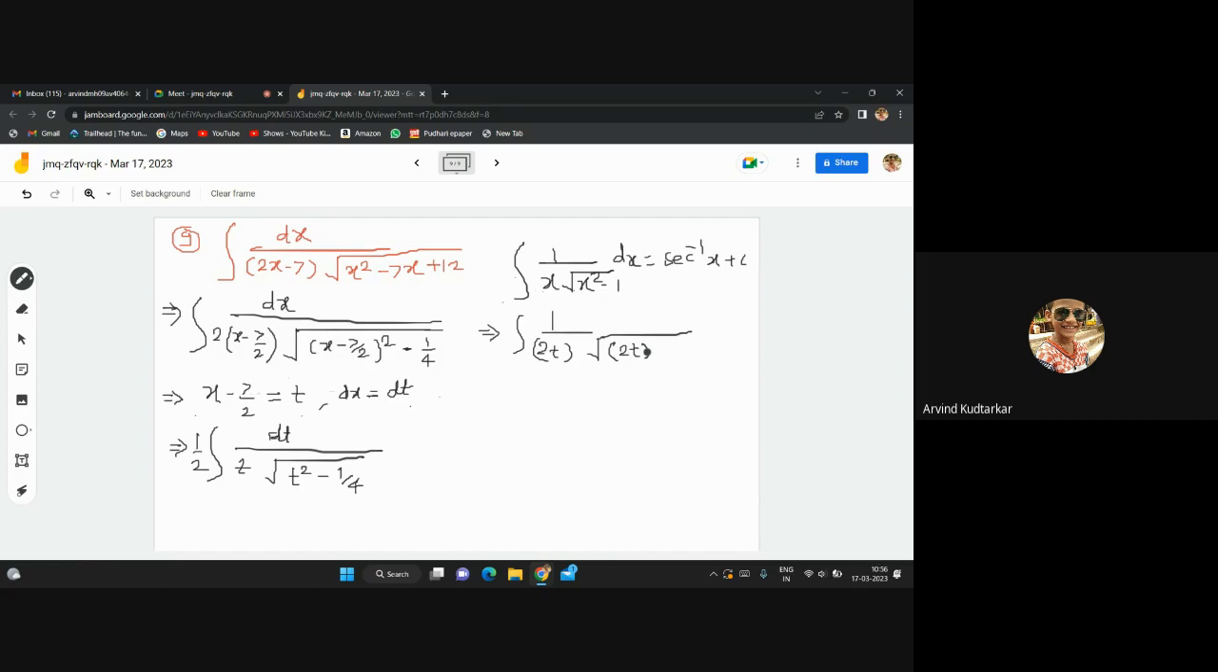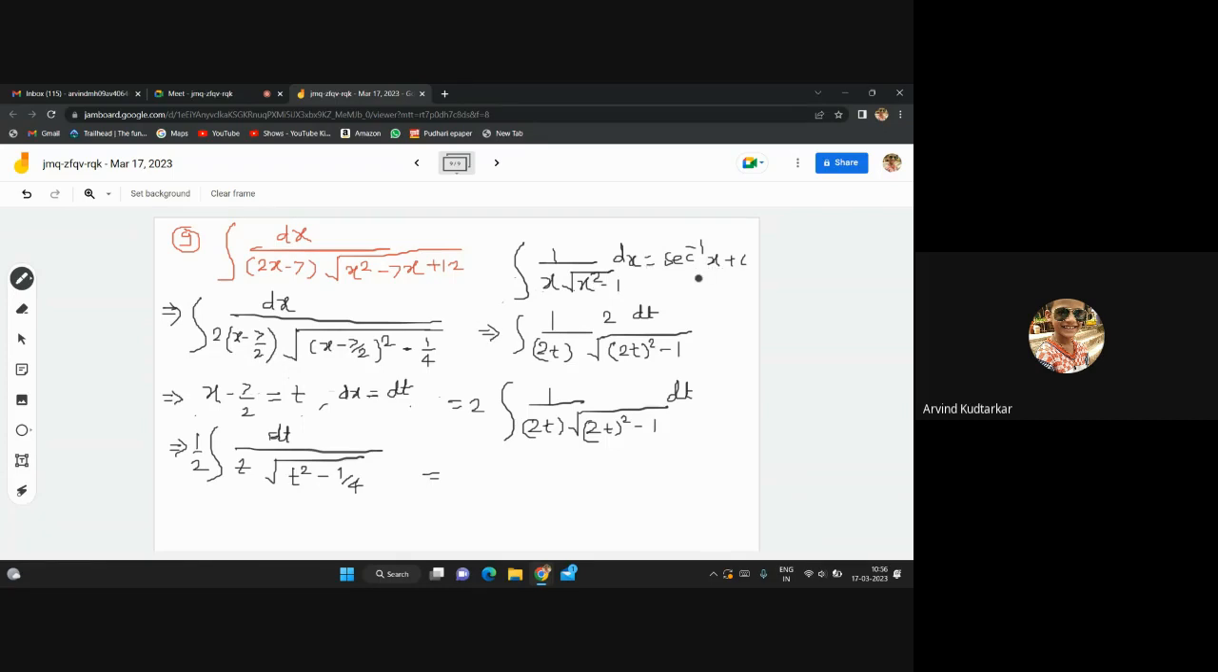So 2 is constant. Don't cancel the 2 because the 2t is required in the formula. So 2 is constant, take it outside. This 2 should not cancel with the 2t. So keep 2t as it is. So 1 upon 2t into root of what will it be, tell me? 2t square minus 1 into dt is there. And this is nothing but what? Yes, 1 by x into root of x square minus 1 dx. That is sec inverse of x plus c is there.